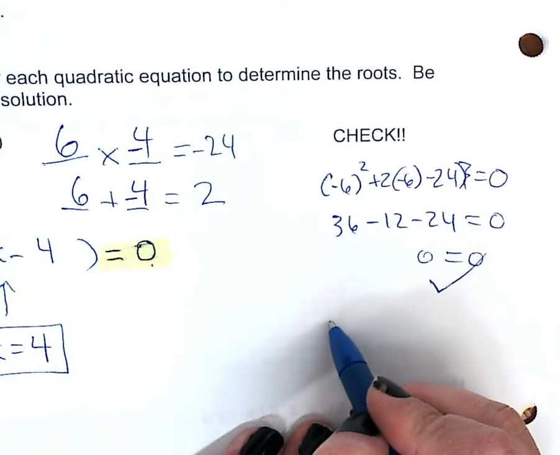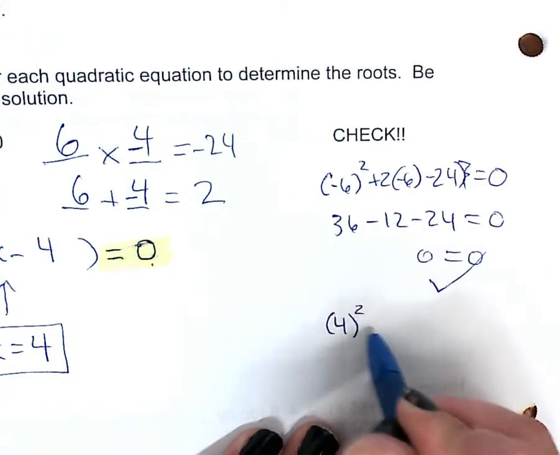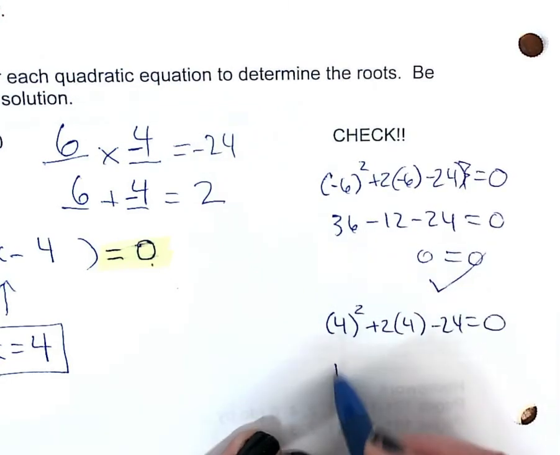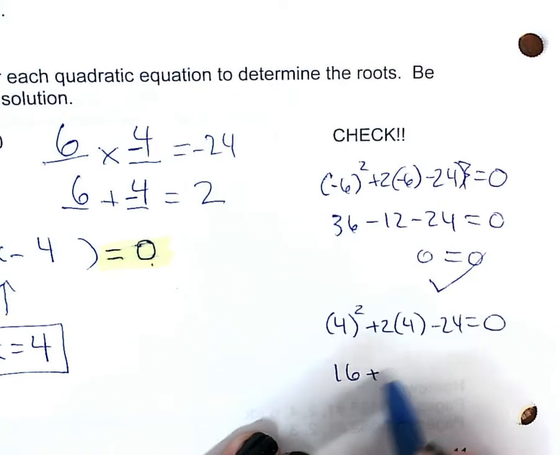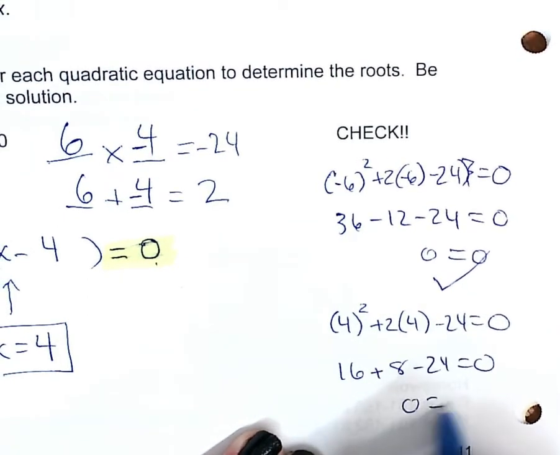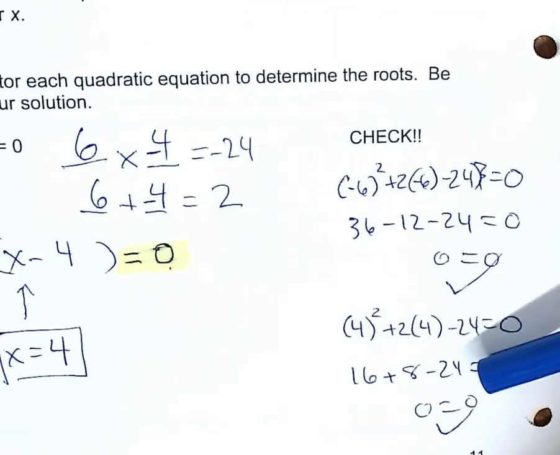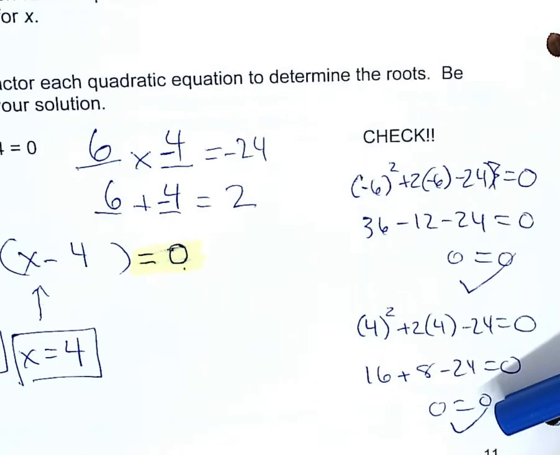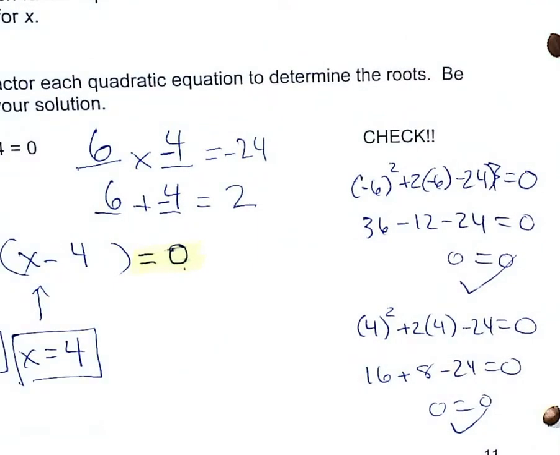And then we check our second one. So 4 squared plus 2 times 4 minus 24 equals 0. So we get 16 plus 8 minus 24 equals 0. So 0 equals 0. Does that make sense? Excellent. Okay, so factor, check your answers, and that's about it.